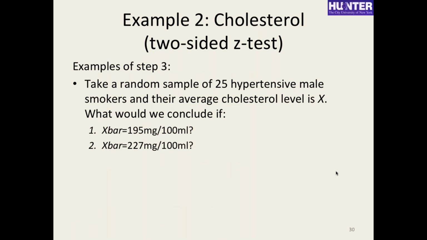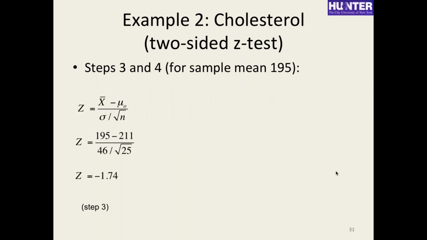We're going to have 2 cases here. First case, we find that the average cholesterol is 195. Let's also imagine if we did it again and found 227 to be the average cholesterol. So let's take that first one, 195. How many standard errors apart is that 195 from the population mean that we know, 211? Well, it's x bar minus mu, 195 minus 211, over the standard deviation of the population divided by the square root of the sample size.